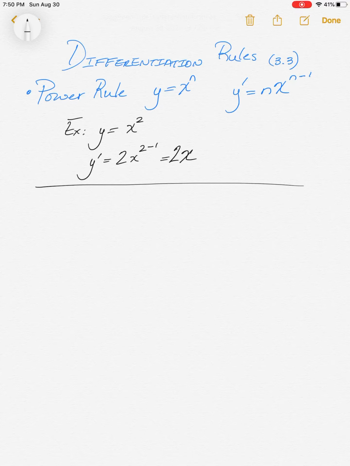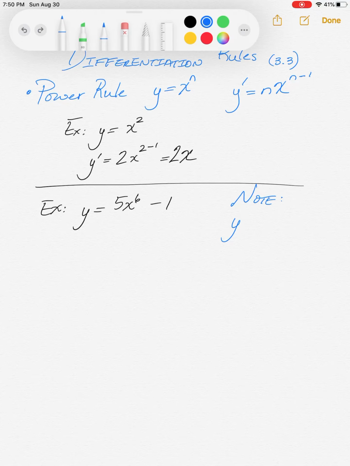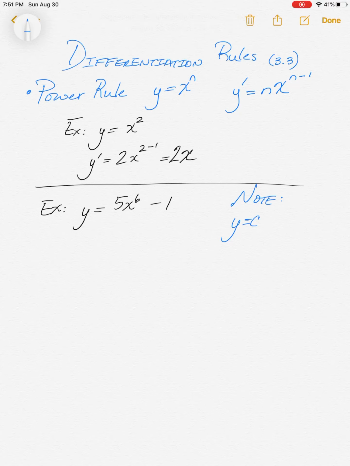Let's jump into some more examples. Let's say we have a factor in that example already. Nothing changes. We have y equals 5x to the 6, minus 1. Let's throw in a quick note. Note: the derivative y prime, when y is equal to a constant, y prime equals 0.